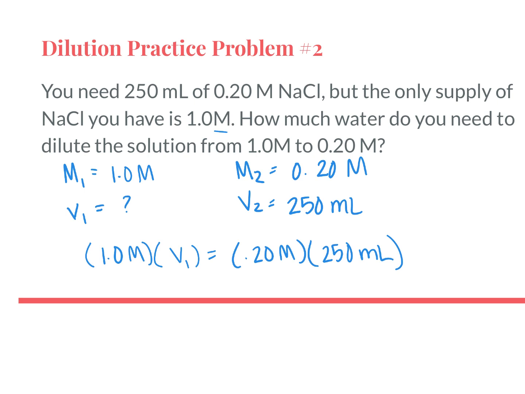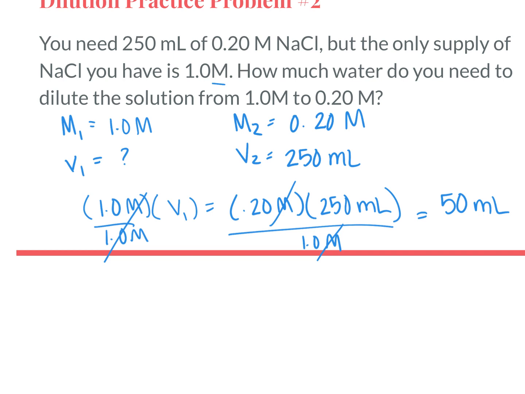Okay, and we need to solve for V, so what do you do to get V by itself? Okay, divide both sides by 1. So what's 0.2 times 250? 50? Okay. The M's cancel, so what's the only unit left? Okay. Milliliters.